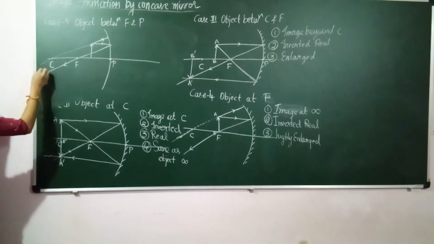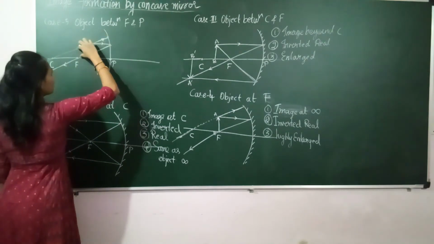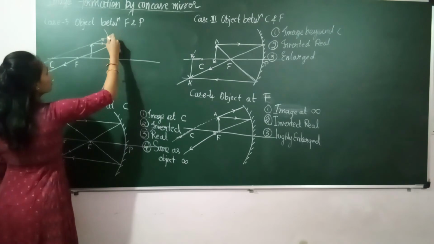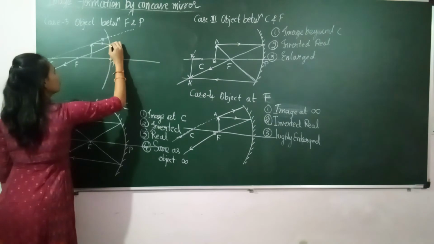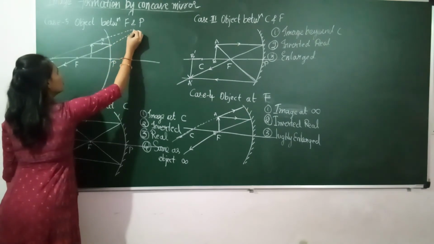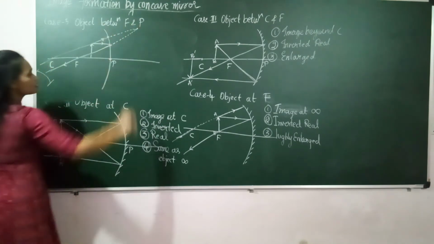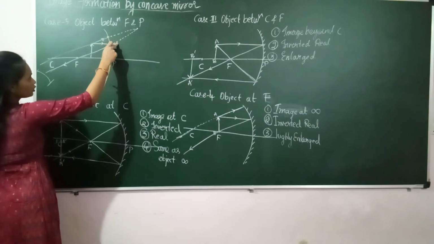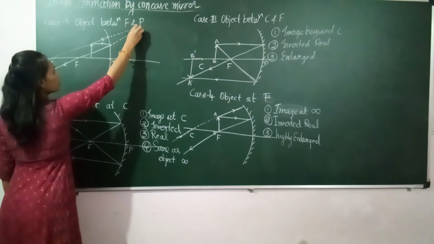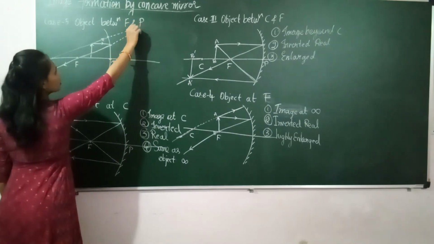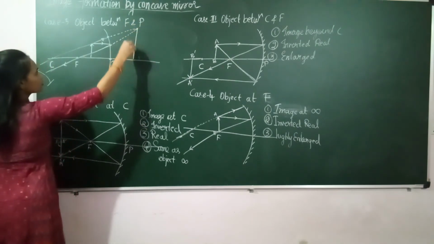Now when we observe these two rays and retrace them back, they are not meeting, so we will extend them. When we extend, somewhere these two rays will meet. They are not actually meeting in reality, but we are extending the rays, and here we get the two rays coinciding. So at this point we will get the image.